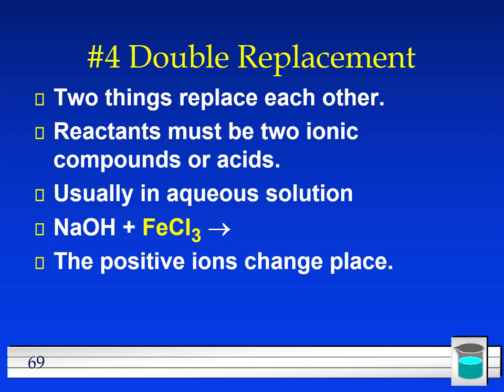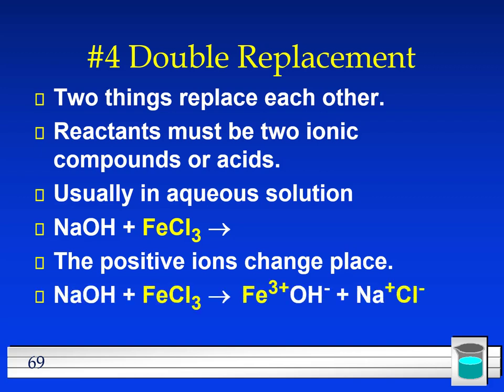So sodium here is starting off next to hydroxide. And iron 3 is starting off next to chloride. So they're going to change partners. So the iron 3 is going to end up next to hydroxide. The iron 3 took the place of sodium next to hydroxide. And the sodium took the place of the iron next to chloride. The positive pieces just change place. My cations exchange partners. So this is me doing what the name said, double replacement.